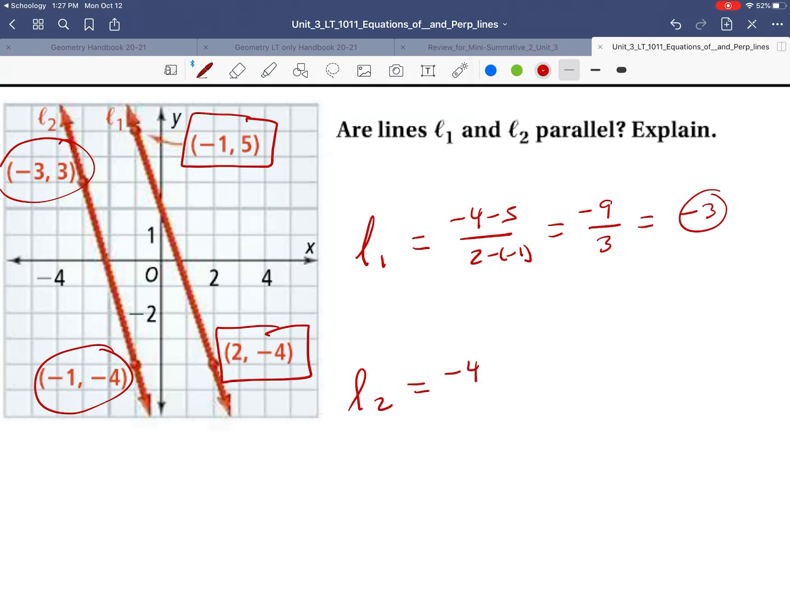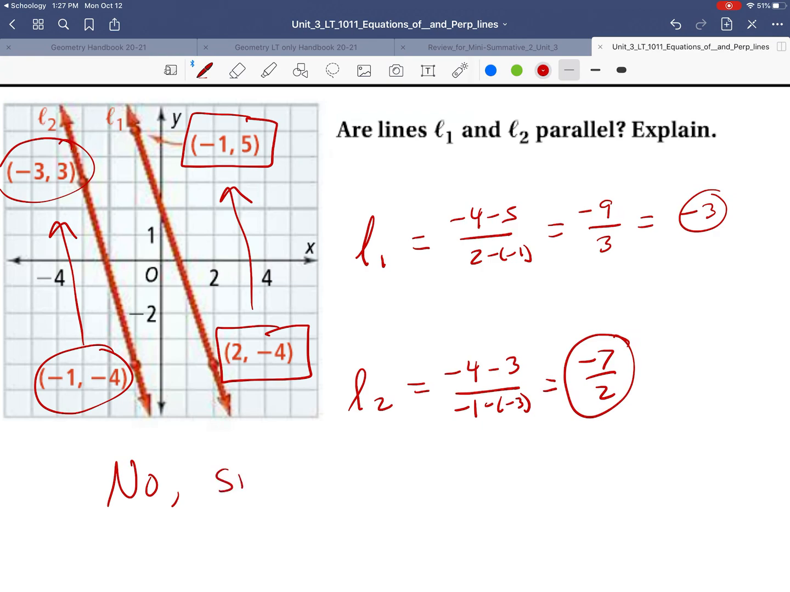For L2, I'm going to use these 2 points because that's my L2. And I'm going to do -4 minus 3. I'm going to go that direction like I did with that one. And -1 minus -3. So this gives me -7 over 2. Looking at these two lines, they kind of look parallel, but the slopes are not the same. So no, since the slopes are not the same.